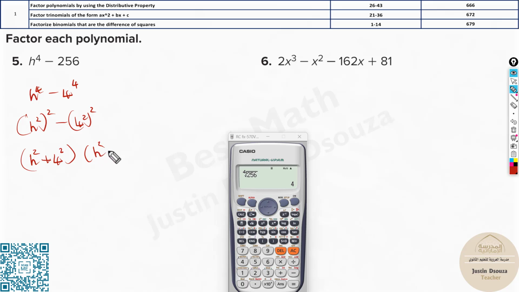h squared minus 4 squared. Here we will have h squared plus 4 squared, that is 16, and here we will have h plus 4, h minus 4. That's it. That's the simplification.